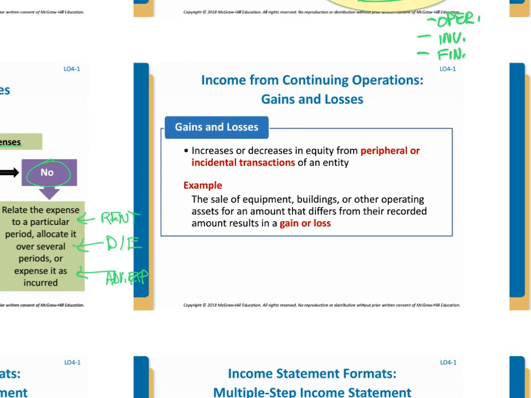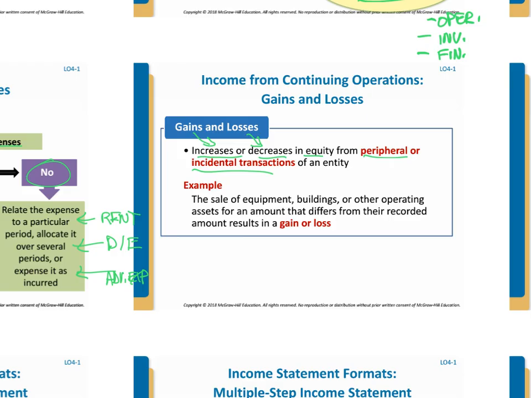Gains and losses are increases or decreases in equity. Losses would be decreases, gains would be increases in equity from peripheral or incidental transactions. They're treated very similar to revenues and expenses, but revenues and expenses are from core operations. Gains and losses are from peripheral or incidental operations.